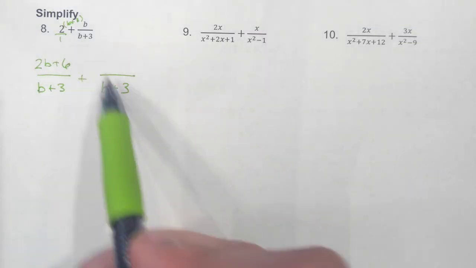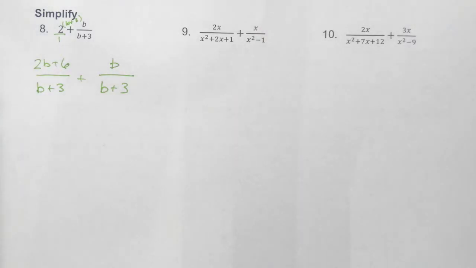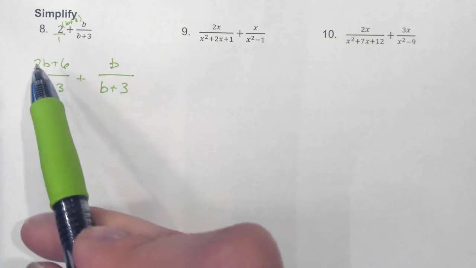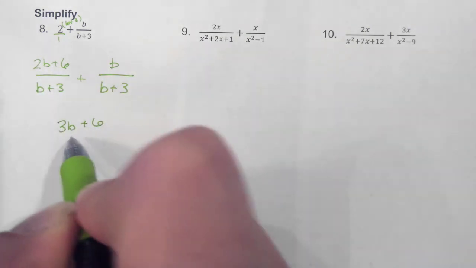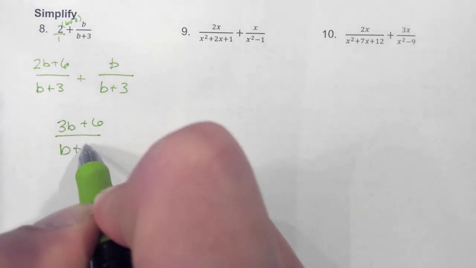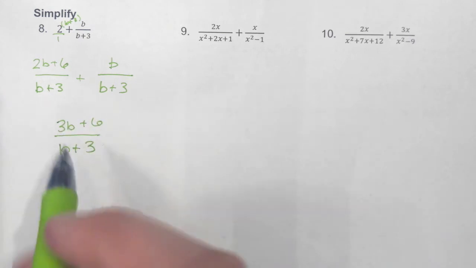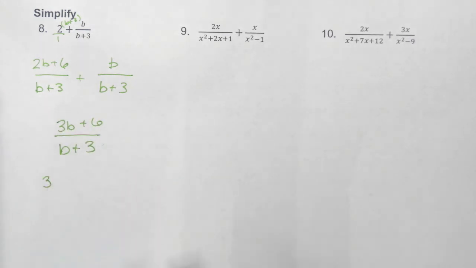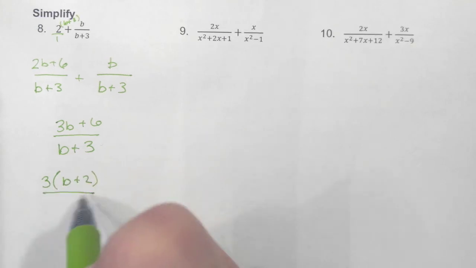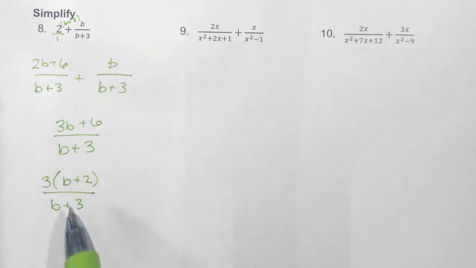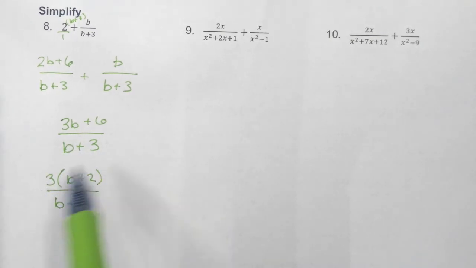And then from b plus 3 to b plus 3, that denominator did not change, so the numerator should not change either. I'm adding, so I just look for those like terms. 2b plus 1b gives me 3b, and then the 6 will tag along over b plus 3. And then I'm looking at that numerator, does it factor? And you should say yes, there's a 3 in common. So if we were to divide that numerator by 3, that would leave us with b plus 2 over b plus 3. It doesn't cancel anything out, so that would be our final answer there.